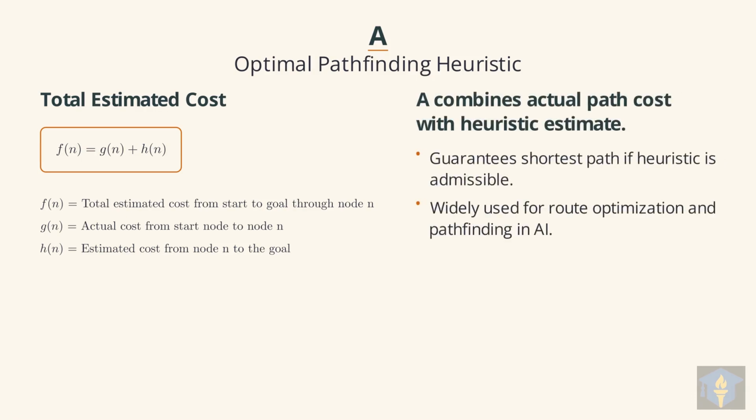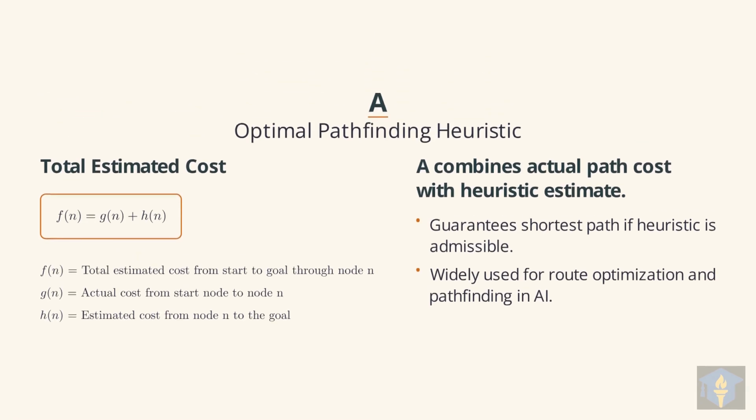So, A* intelligently combines the actual path cost with a clever heuristic estimate. It guarantees finding the shortest path, provided its heuristic function is admissible and consistent. This makes A* indispensable for route optimization, game AI, and various pathfinding applications.